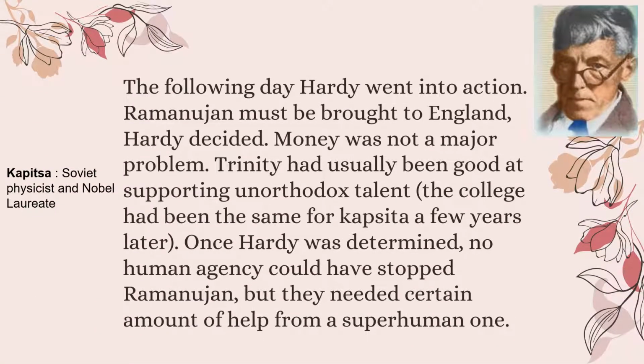The following day, Hardy went into action. Ramanujan must be brought to England. Hardy decided money was not a major problem. Trinity had usually been good at supporting unorthodox talent. The college had been the same for Kapitsa a few years later. Once Hardy was determined, no human agency could have stopped Ramanujan, but they needed a certain amount of help from a superhuman one.